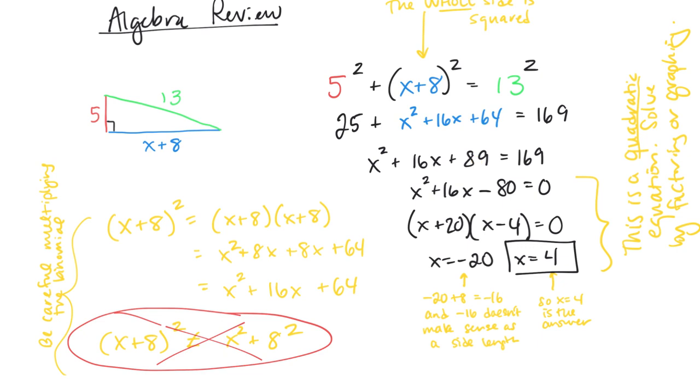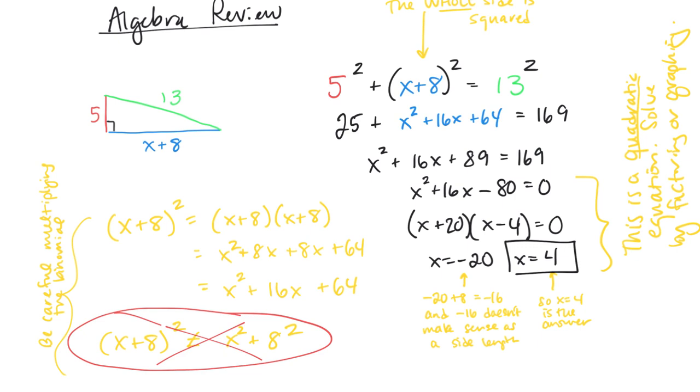What I'm going to do now is take this quadratic equation and solve it. How do we solve quadratic equations? We can go ahead and graph this. We could graph y equals x squared plus 16x plus 89, and graph y equals 169 and see where they intersect. You will notice that they intersect at x equals negative 20 and x equals 4. The y values in both cases will be 169. We'll get the same answer.